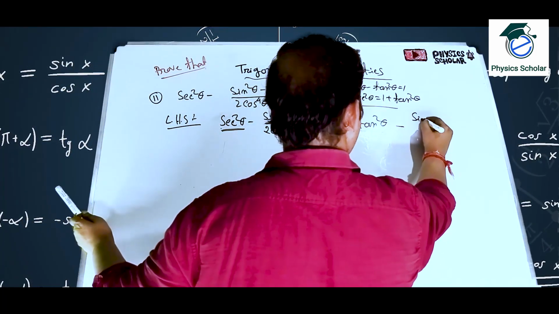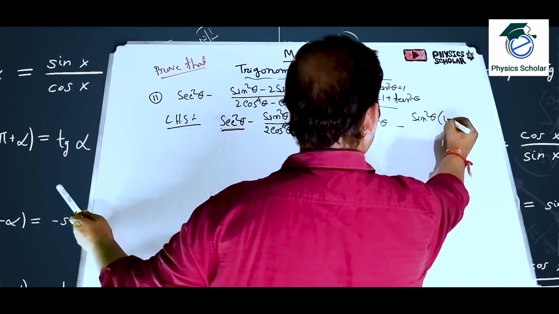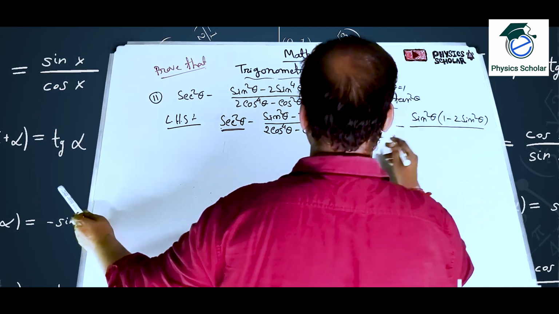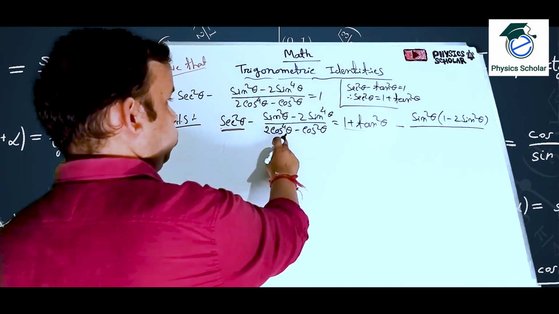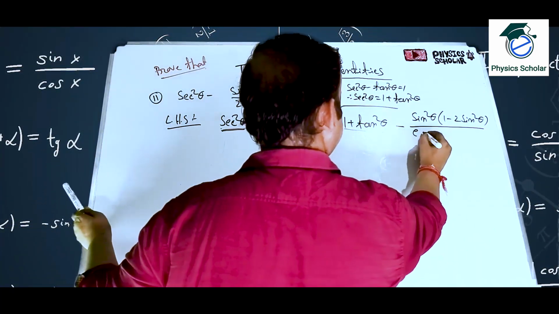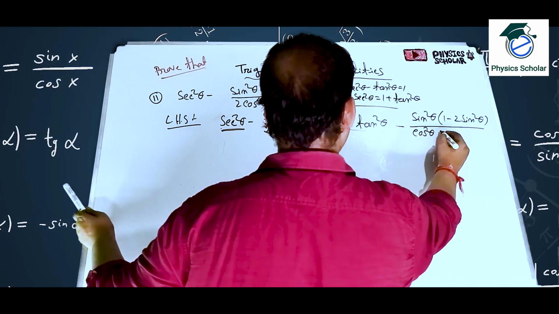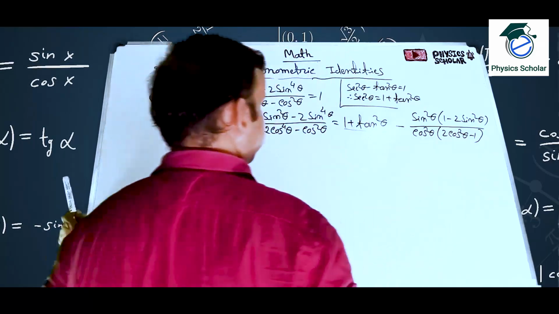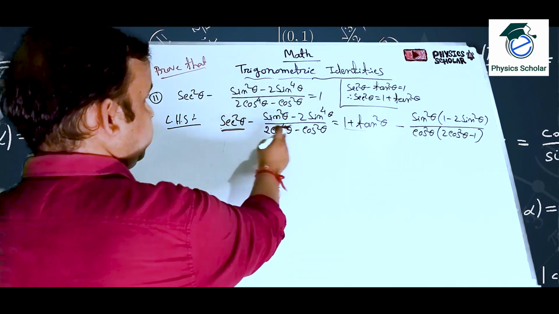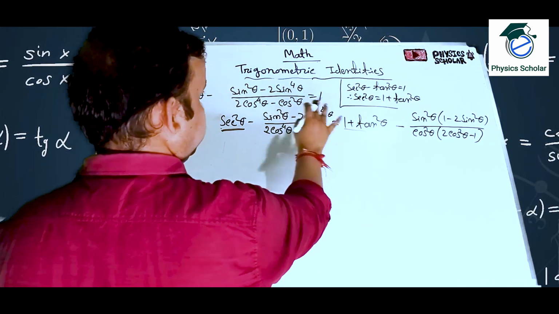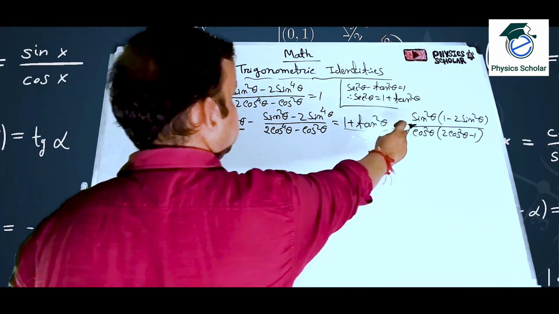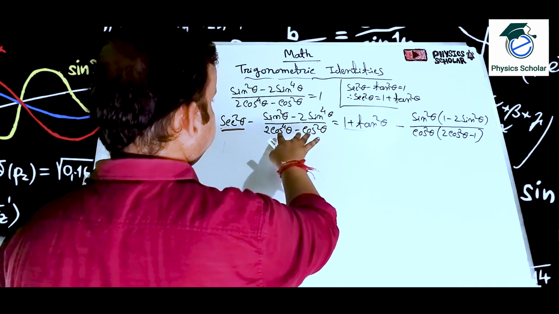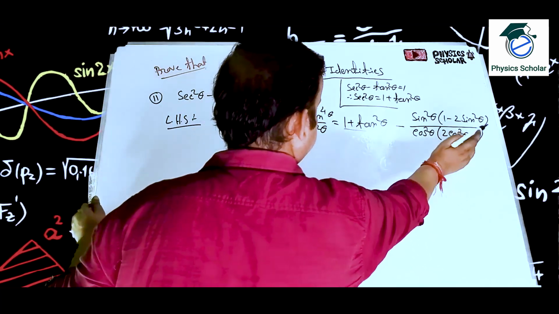So what we can take common? Sin squared theta we can take common. So 1 minus 2 sin squared theta, whole divided by what we can take common here? 2 cos to the power 4 theta minus cos squared theta. So we can take common cos squared theta, into 2 cos squared theta minus 1. Clear? So it is coming. Sec squared theta is equal to 1 plus tan squared theta. From the numerator we are taking common sin squared theta, so it will be 1 minus 2 sin squared theta, and from the denominator we are taking common cos squared theta, so 2 cos squared theta minus 1.